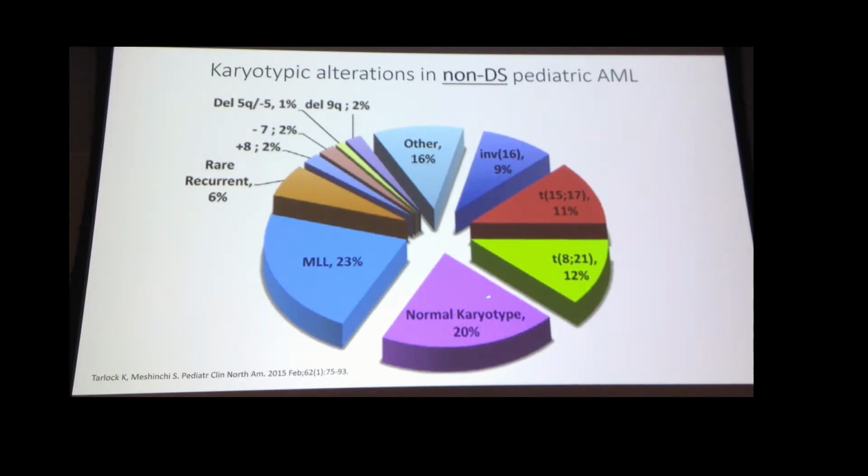Rates of balanced rearrangements involving chromosome 11, that KMT2A gene that's been renamed from its old name, MLL. Those are extraordinarily common among young children without Down syndrome who develop AML. But these recurrent balanced rearrangements are virtually absent from MLDS, so this is a really different disease.